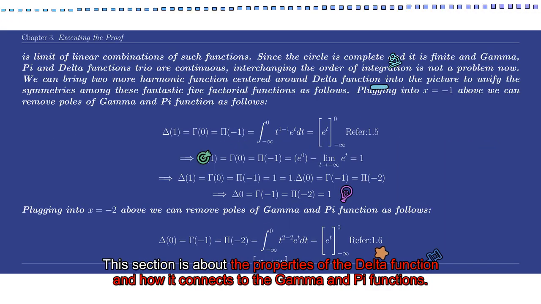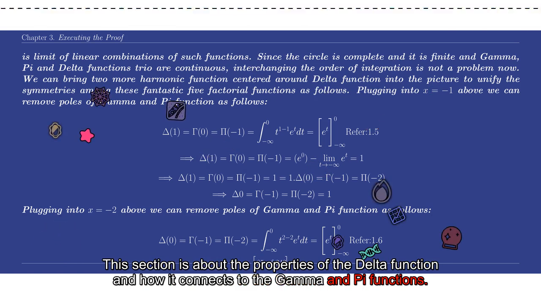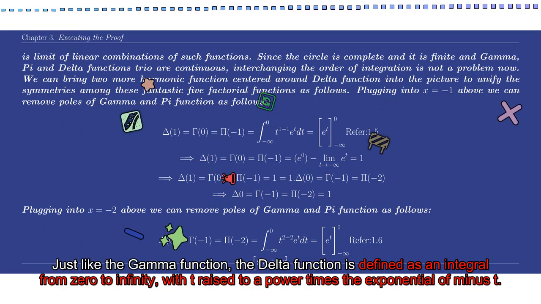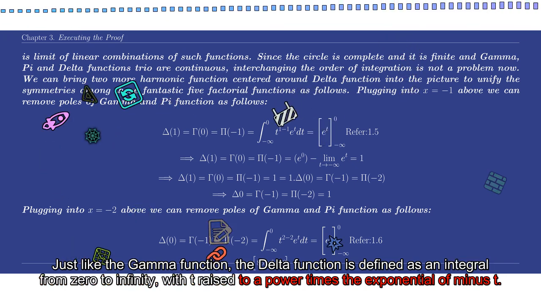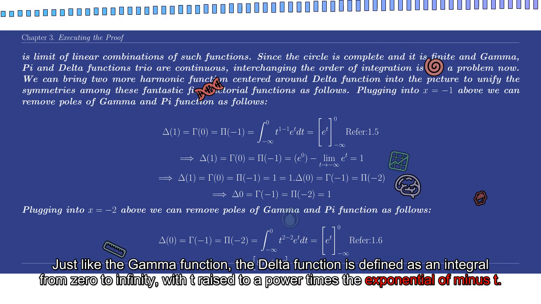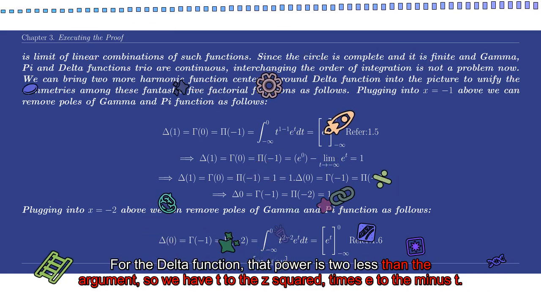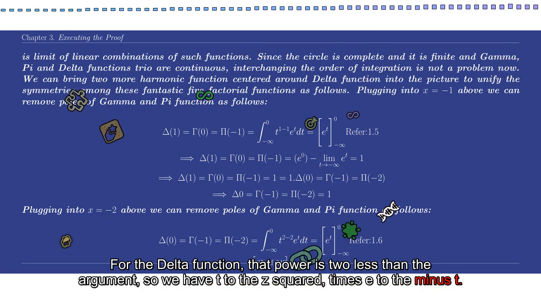This section is about the properties of the delta function and how it connects to the gamma and pi functions. Just like the gamma function, the delta function is defined as an integral from 0 to infinity with t raised to a power times the exponential of minus t. For the delta function, that power is 2 less than the argument, so we have t to the z squared times e to the minus t.